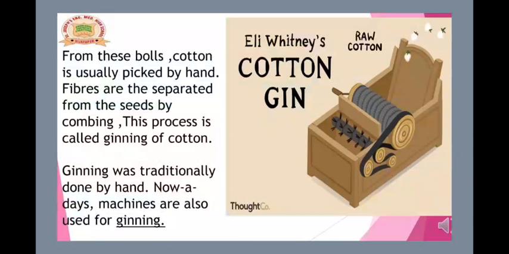From these bolls, cotton is usually picked up by hand and the fibers are separated from the seeds by combing. This process of separating the seeds from cotton is called ginning. Ginning was traditionally done by hand. Nowadays, machines can also be used for ginning.